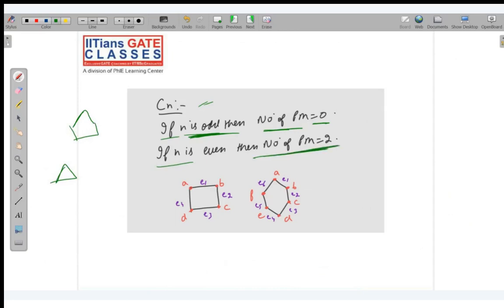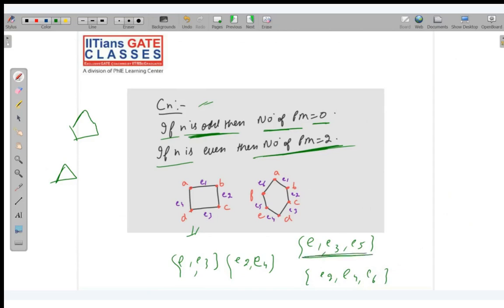If n is even, the number of perfect matchings will be 2. You can check that out. For example, here the perfect matching E1 E3, that is perfect matching number 1, and next will be E2 E4. Similarly here you can take, you just pick non-adjacent edges: E1 E3 E5, or you take E2 E4 E6. They are perfect matchings for sure. So why are they eligible? I have taken 3 edges, so 6 vertices will be covered, and there are 6 vertices only. Covering is okay, and no edges touch each other, so no problem.